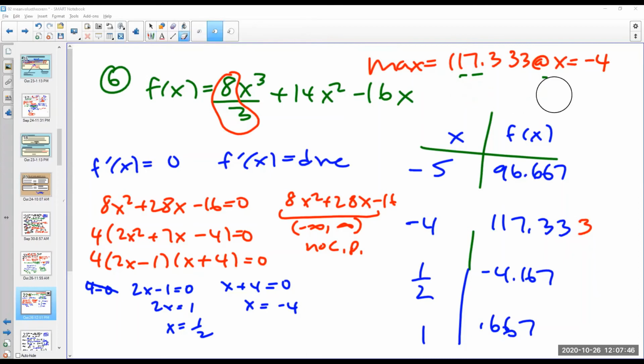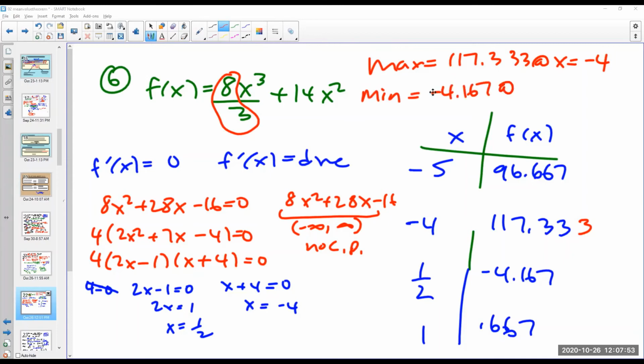So that's 117.333 at x equals -4. So that's my max. Okay. What is my min? Go find my smallest number, -4.167. And where does that occur? X equals 1/2. All right. And that's my answer in red right there.